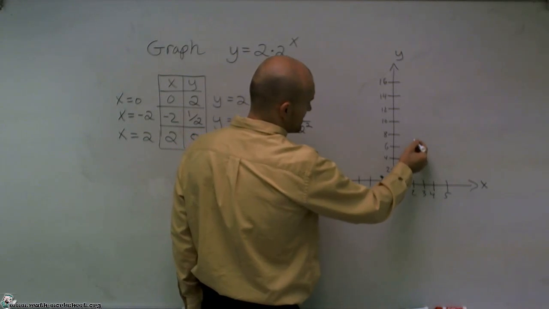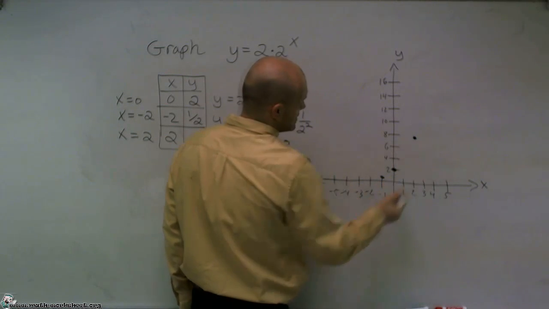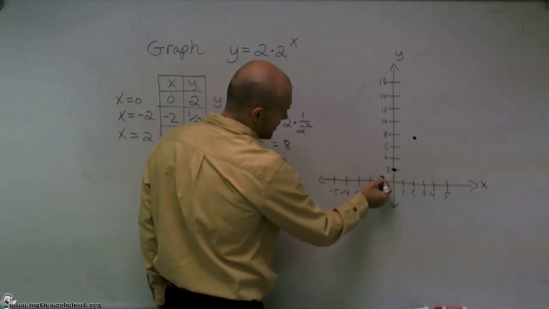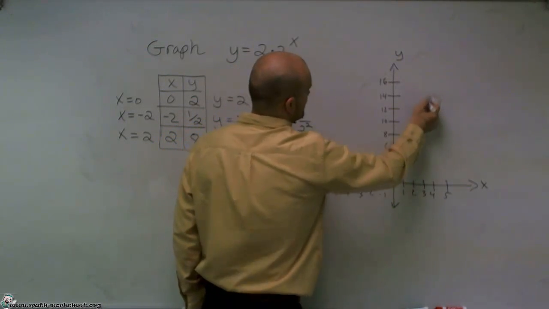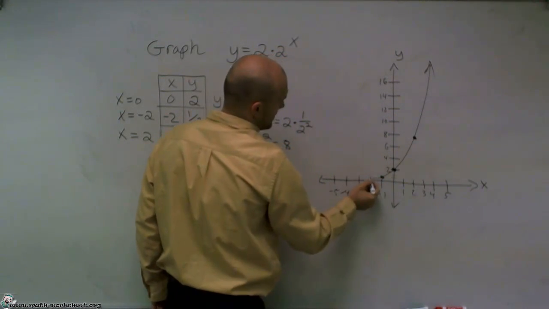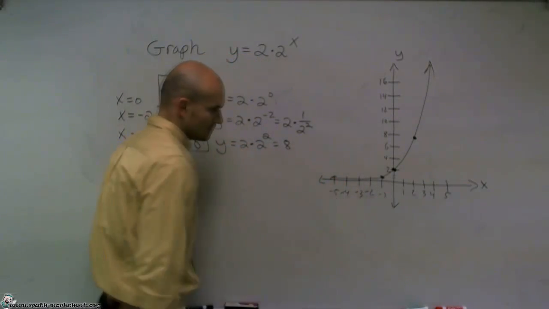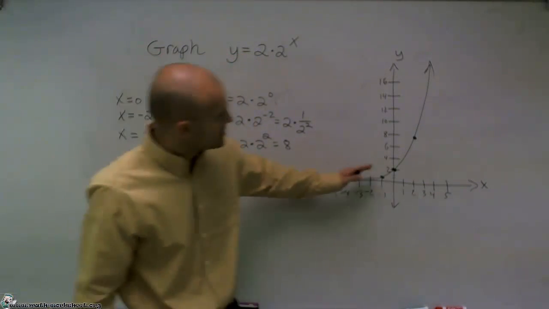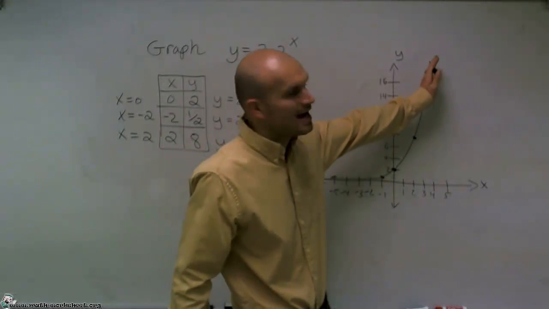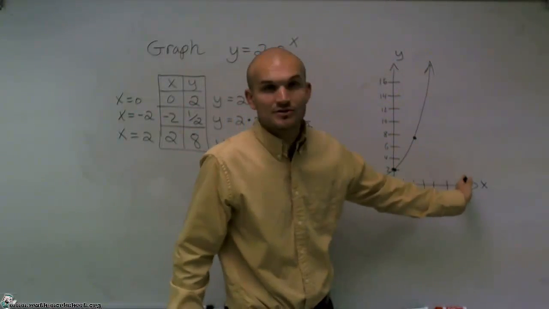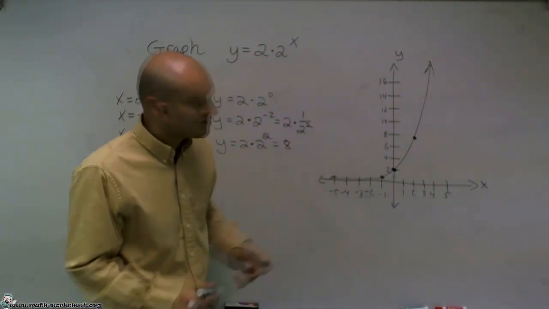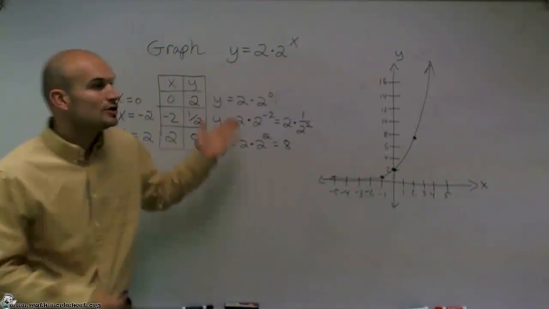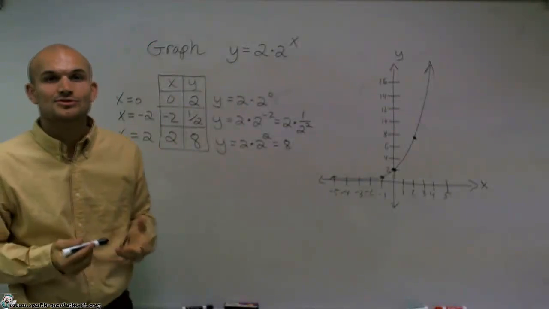2, 4, 6, 8. And you can see right now this graph automatically follows the pattern of my parent graph. And one thing for us to notice is you can see how the steepness gets higher and higher as my values go up, and on the left it keeps getting closer and closer to 0. So that's how you graph your exponential y equals 2 times 2 to the x. Thanks.